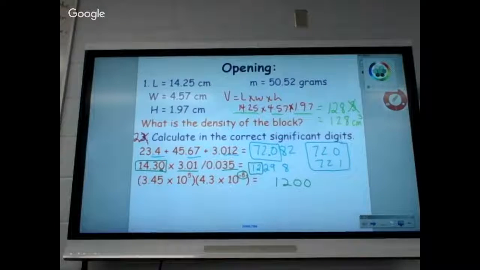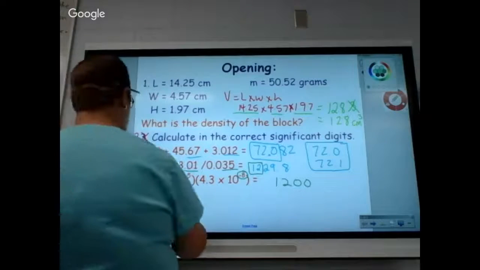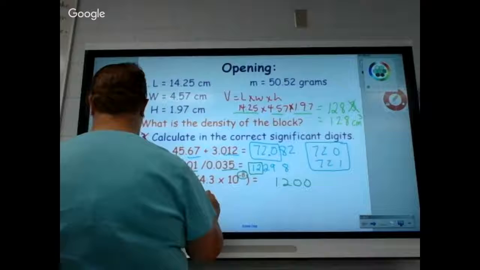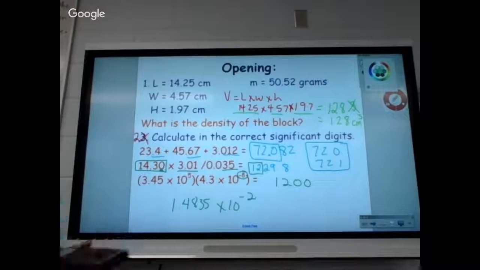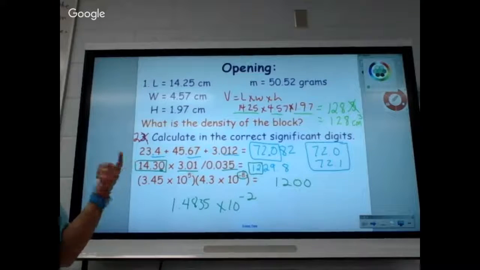Did you forget the EE key? Yeah, I just put times 10 and then the E. No, don't hit times 10. You hit second and the EE right there, and that E pops up. You never hit the times or the 10. Okay? Now, when you do that, I get 1.4835 times 10 to the -2nd. Now I use the same rules I've always used. Am I multiplying and dividing or am I adding and subtracting?